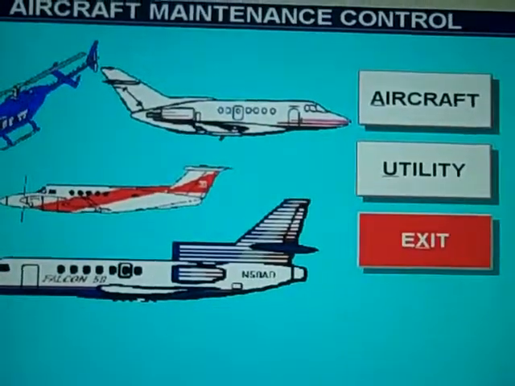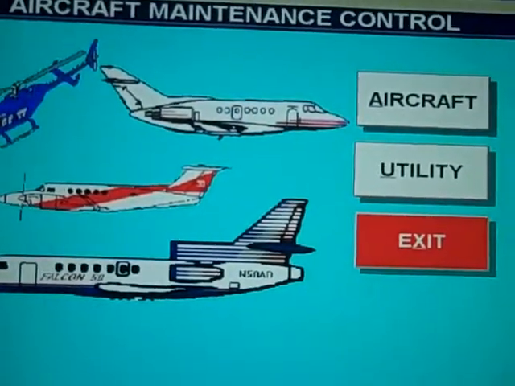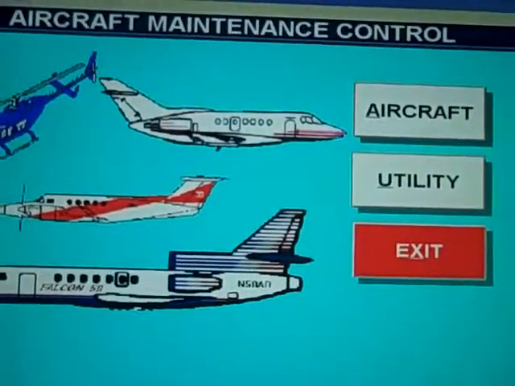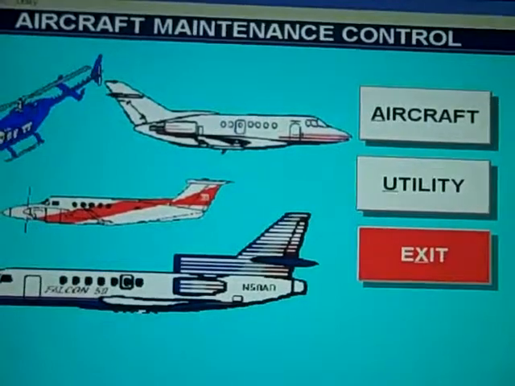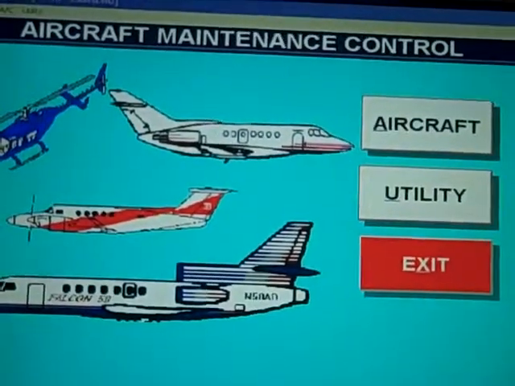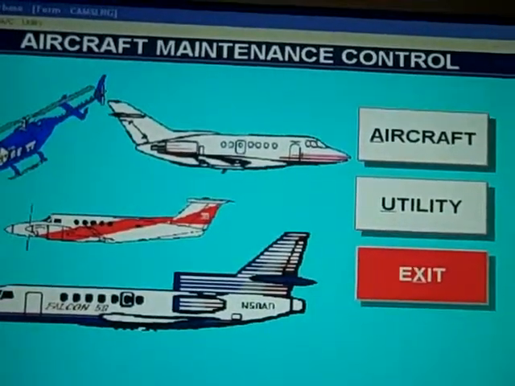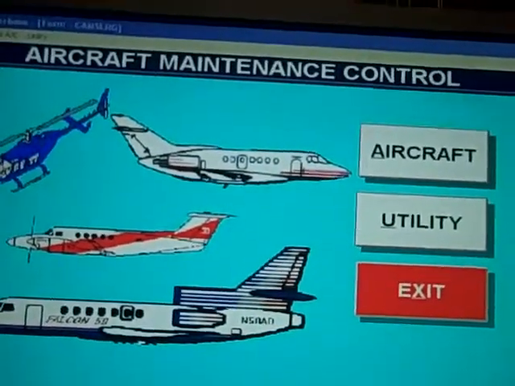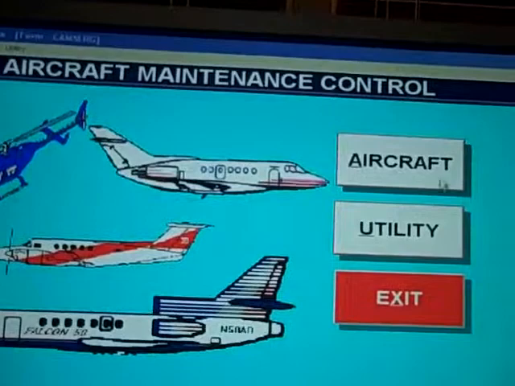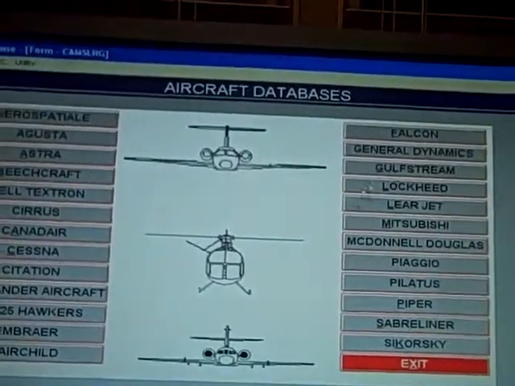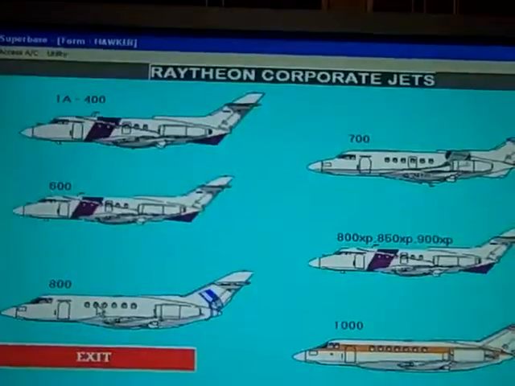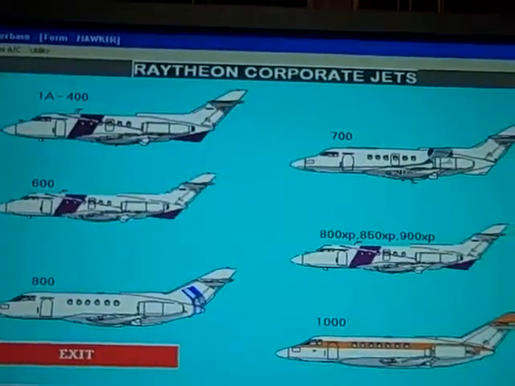How to run CAMS. The best procedure to follow to update your records is to first add times. The report is based on the last times put into the aircraft files. So what you do is you hit aircraft, you pick your aircraft model. We're going to do a Hawker, and we'll pick a Hawker 800.